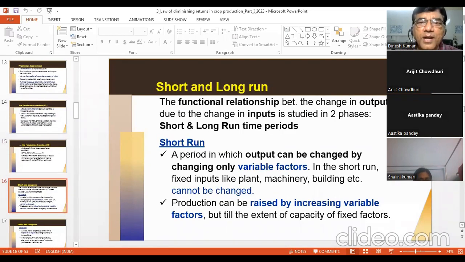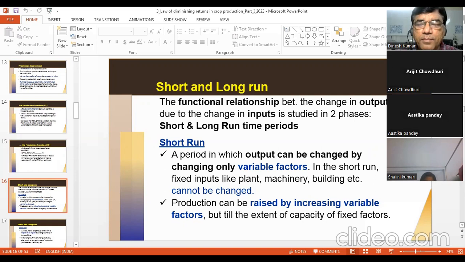Now, switch over to the short run and long run. The functional relationship between the change in output due to the change in input is studied in two phases. In the beginning, we have seen short run and long run. So short run is a period in which output can be changed, the production can be changed, by changing only the variable factor. In the short run, fixed inputs like plant, where plant doesn't mean your crop plant, plant is your industrial plant here in the sense, plant, machinery, building cannot be changed. They cannot be changed, so they are fixed factors, or variable factors.